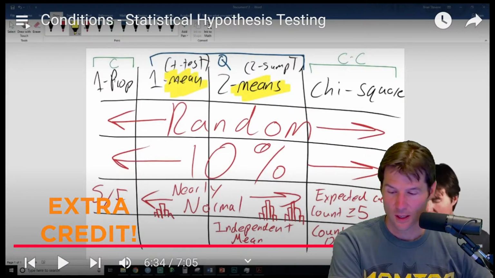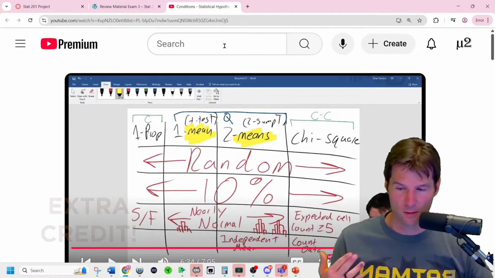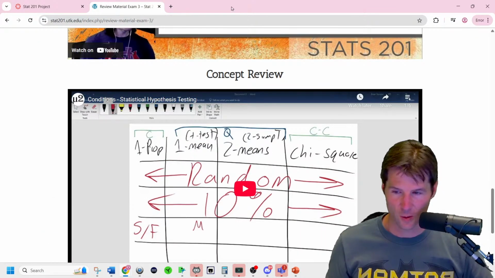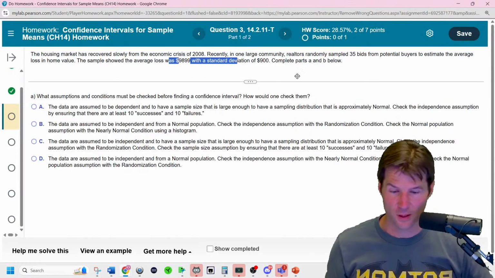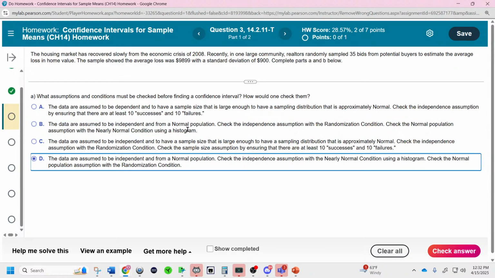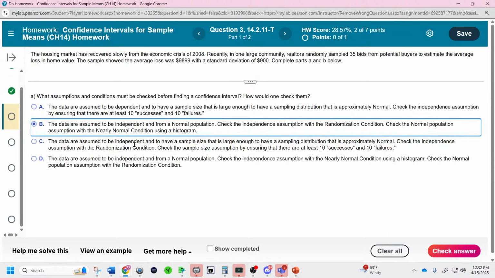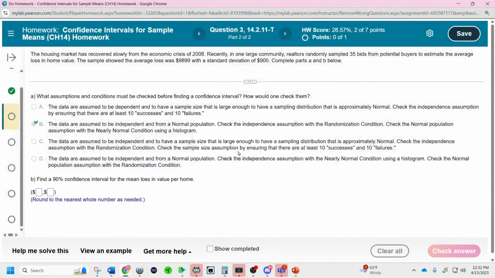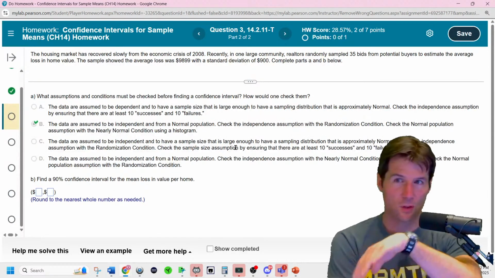Does that make sense? Success-failure is for categorical data, like the things we were just dealing with in the last chapter. This is not success-failure. It is nearly normal. So we're down to these two. The data are assumed to be independent. Check the normal population assumption with the nearly normal using a histogram. Basically, see if it's a random sample and see if the histogram looks unimodal and symmetric.